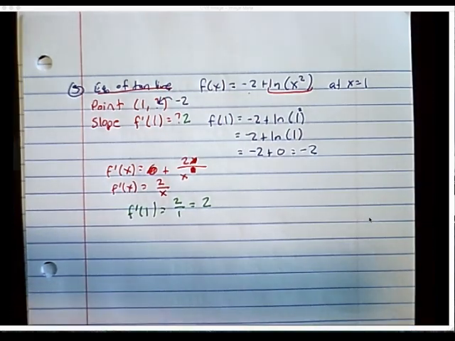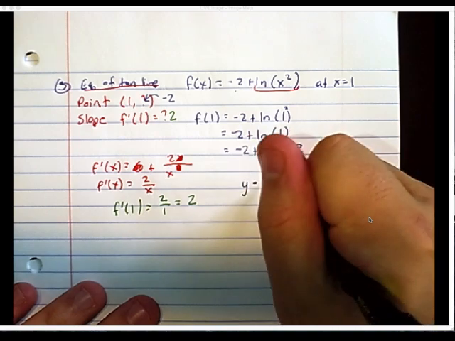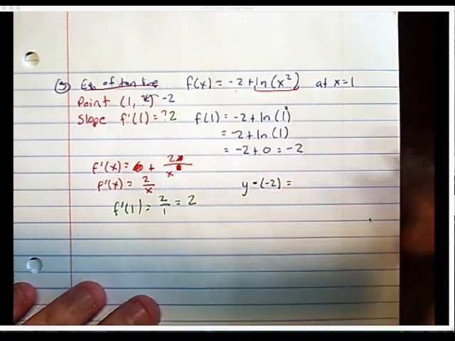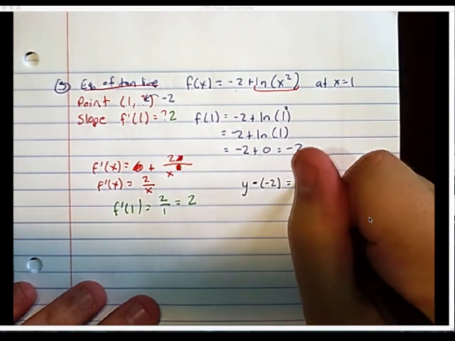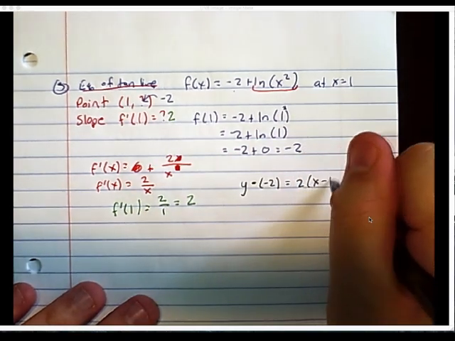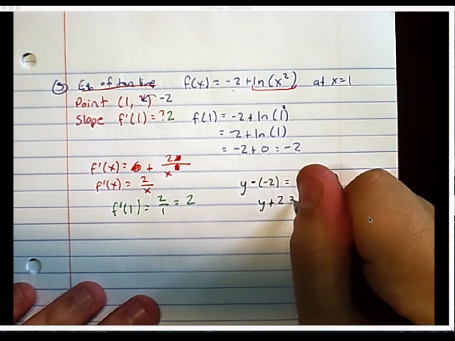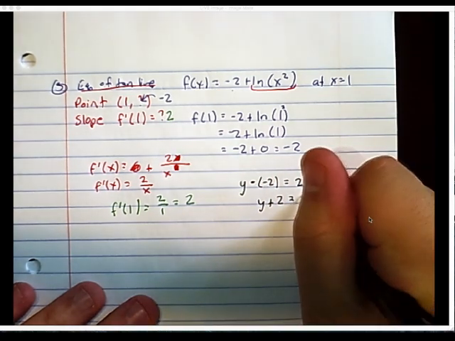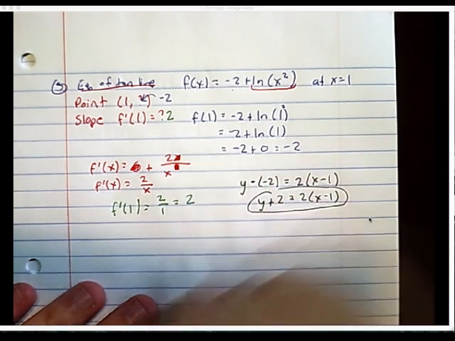As soon as I know both pieces of information, I can write the equation of the tangent line. y minus negative 2 from right there equals m from right there, 2, times x minus 1. Make it look a little bit nicer. So that's y plus 2 equals 2 times x minus 1. So that's one way to write the equation of the tangent line.